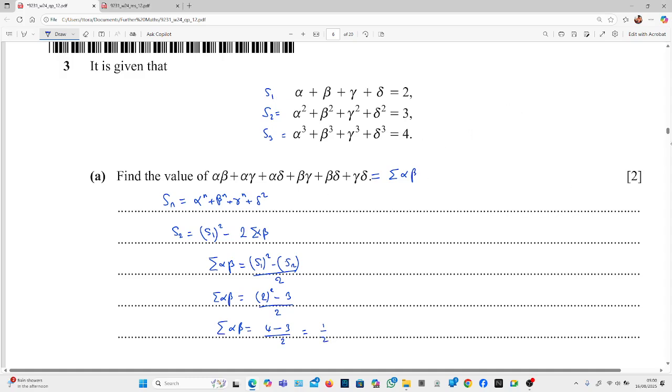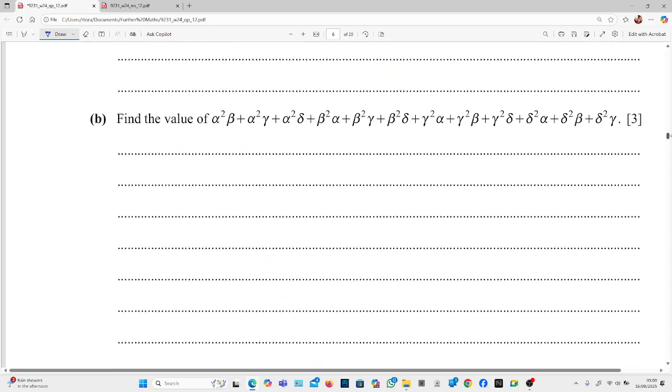Now for the second part, we have to find the value of alpha square beta plus alpha square gamma plus alpha square delta. We can see alpha square, alpha square, alpha square. So that can be factored out, and I have beta plus gamma plus delta. Then the same goes for the second one. We have beta square, beta square, beta square. So plus beta square into alpha plus gamma plus delta.